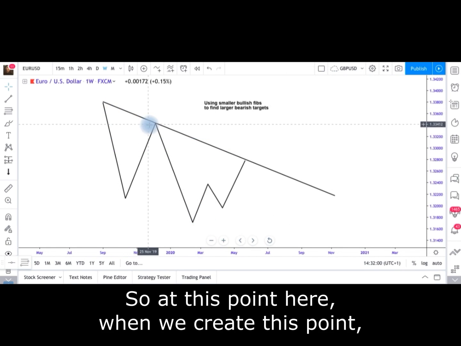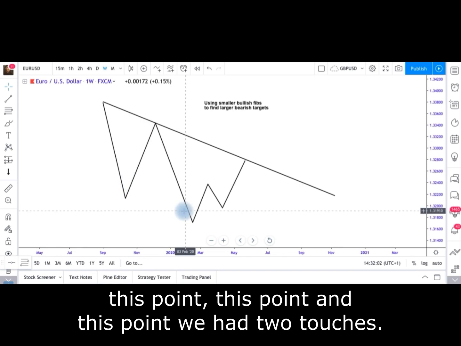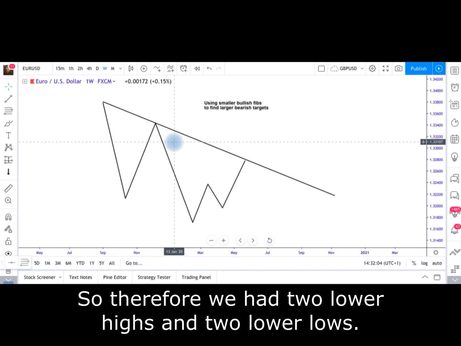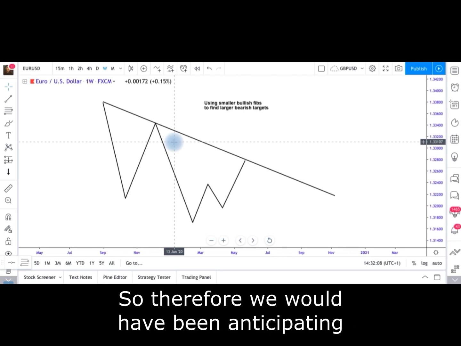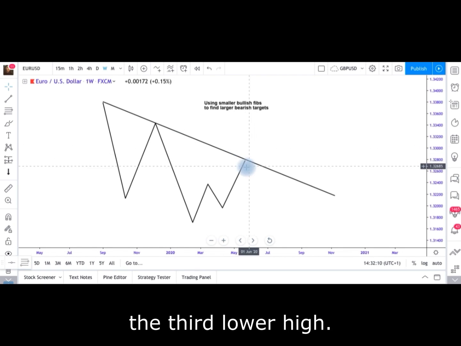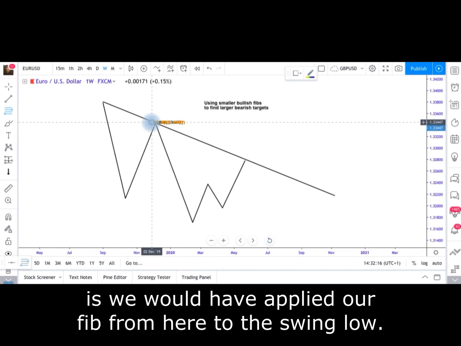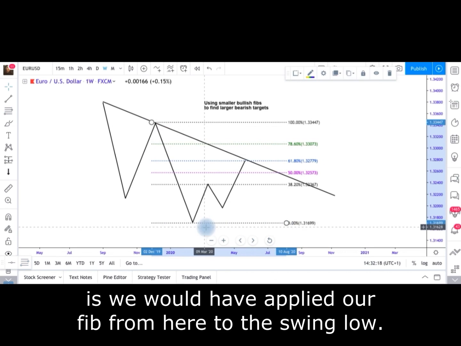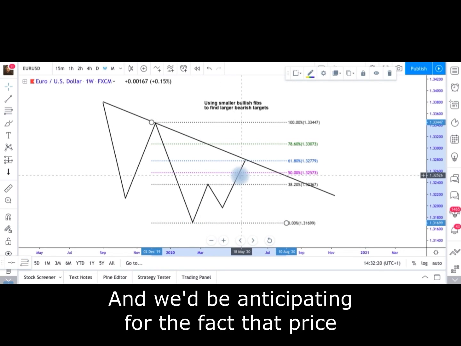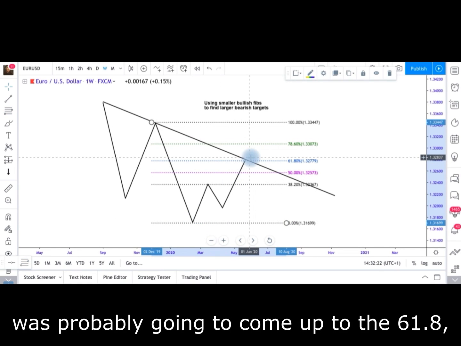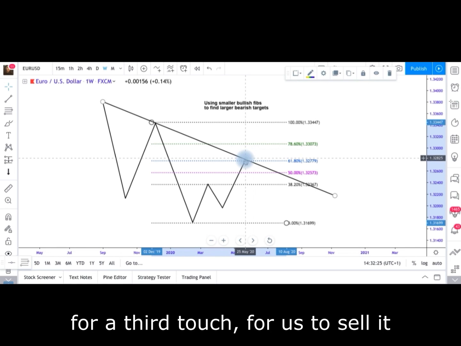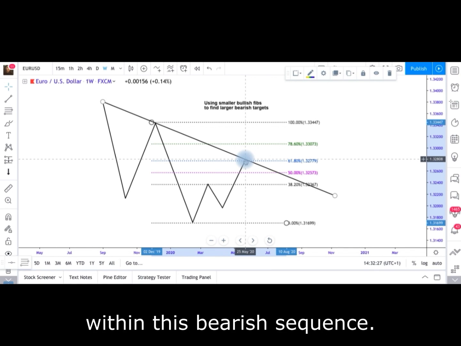So at this point here, when we create this point, this point, this point, and this point, we had two touches, so therefore we had two lower highs and two lower lows. So therefore we would have been anticipating the third lower high. So what we would have done when price stopped here is we would have applied our fib from here to the swing low, and we would be anticipating that price was probably going to come up to the 61.8 for a third touch for us to sell it within this bearish sequence.